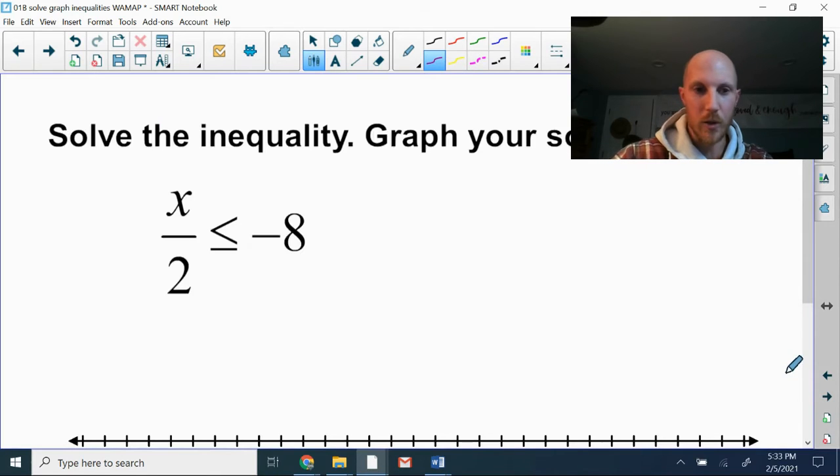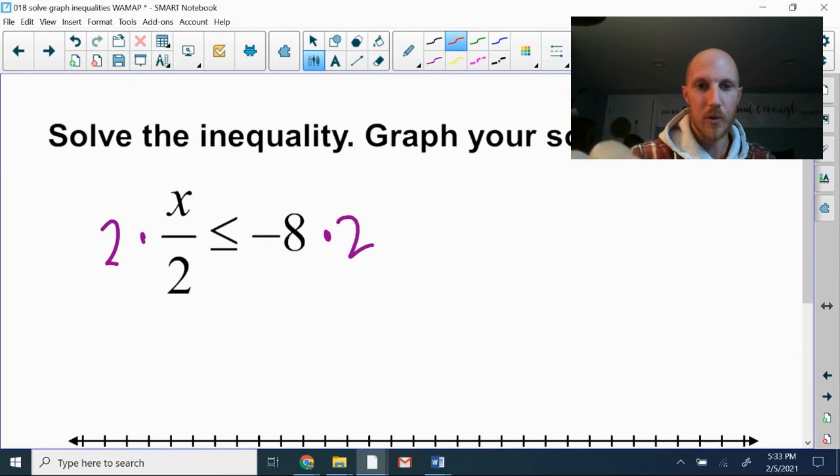Okay, solve this inequality. So this time, to do the opposite operation, I'll need to multiply by 2. I have to do the same thing on both sides. These 2's are going to cancel each other out, so I'll get the x. I'll do the symbol afterwards. The numbers: negative 8 times 2 is negative 16.